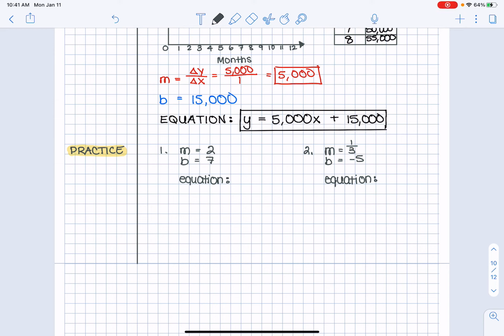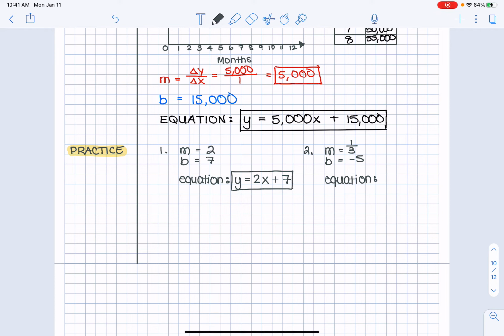All right, hopefully you guys came up with some answers. Let's see if you guys were correct. All right, for the first problem, we know it's y equals mx plus b, so I'm going to do y equals, my m is 2, x plus my b is 7. So that should have been your answer for problem number 1.